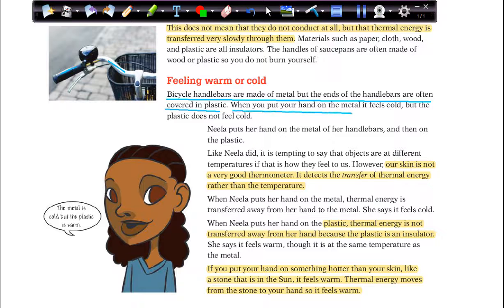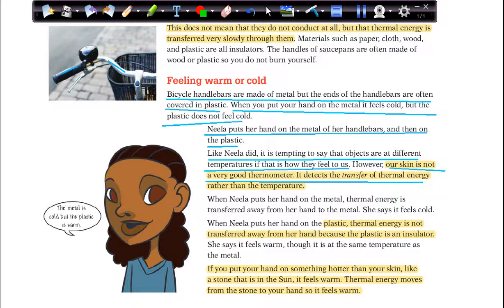When you put your hand on the metal, it feels cold, but plastic doesn't feel cold. Neela puts her hand on the metal of her handlebar and then on the plastic. Like Neela did, it's tempting to say that objects are at different temperatures if that is how they feel to us. However, our skin is not a very good thermometer. It detects the transfer of thermal energy rather than the temperature. So we cannot measure the temperature with our hands, but we sense the transfer of thermal energy with our hands.